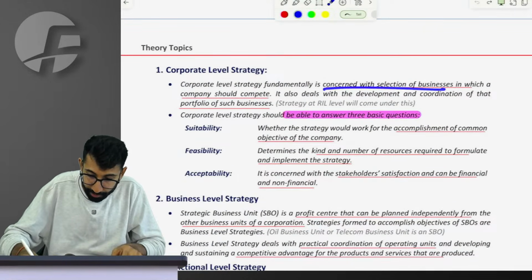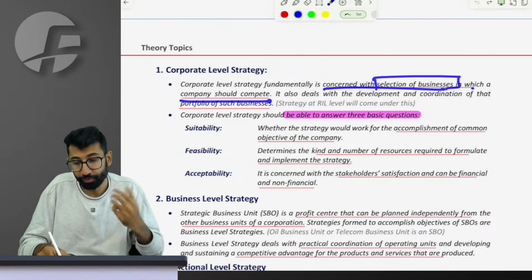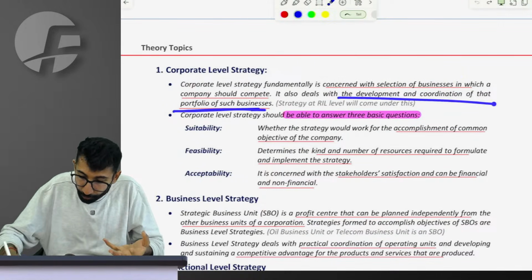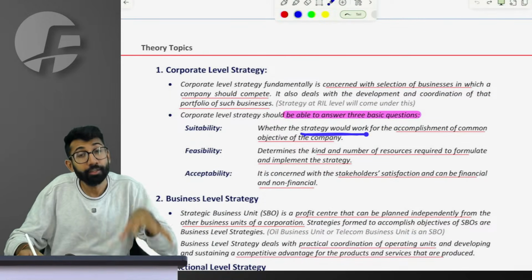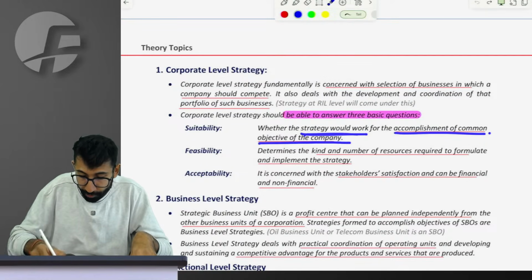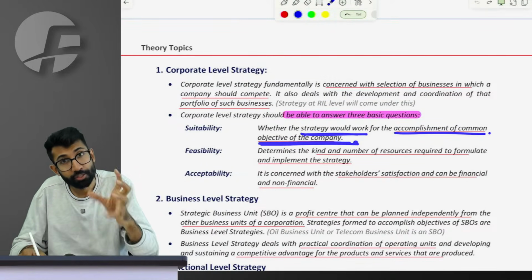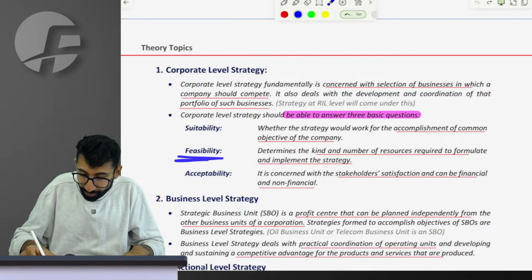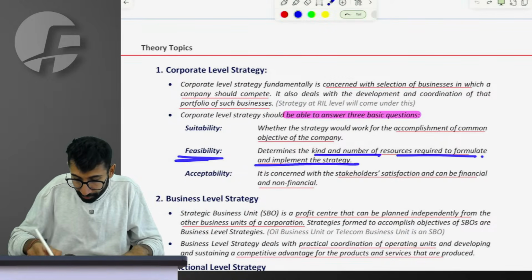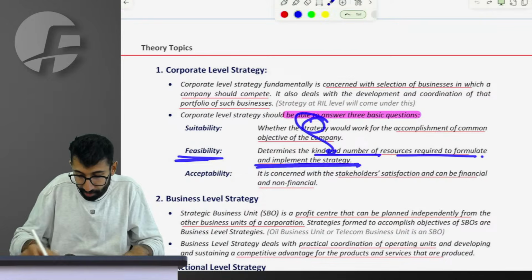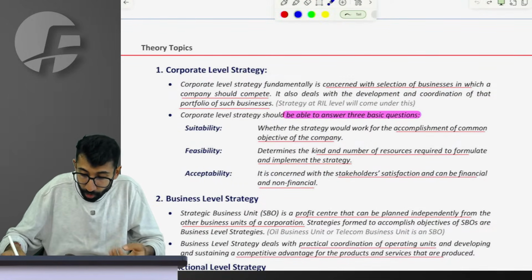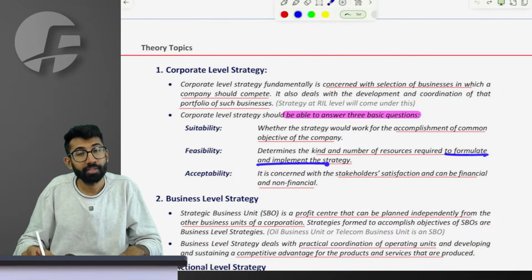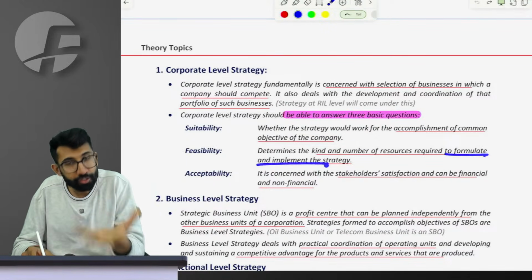Corporate level is concerned with the selection of businesses in which the company should compete. Should we do this business or not? Creating a right portfolio of such businesses. It should be able to answer 3 questions. Suitability. Will the strategy that we create to do the business work for the common objective of the company? If the objective is wealth maximization, will this strategy work? Feasibility. Number of resources required to formulate and implement the strategy. You feel that the strategy should be implemented, but do I have the sufficient resources, quantity to formulate and implement the strategy? You should have sufficient funds to implement this strategy, right?